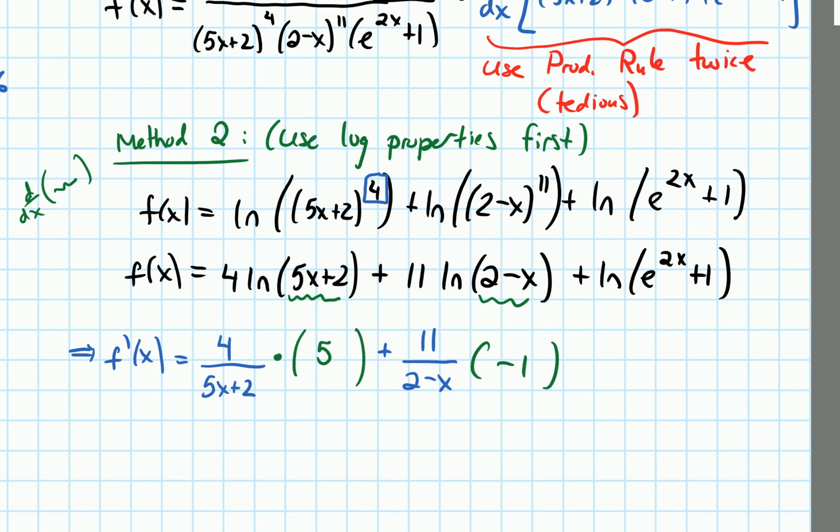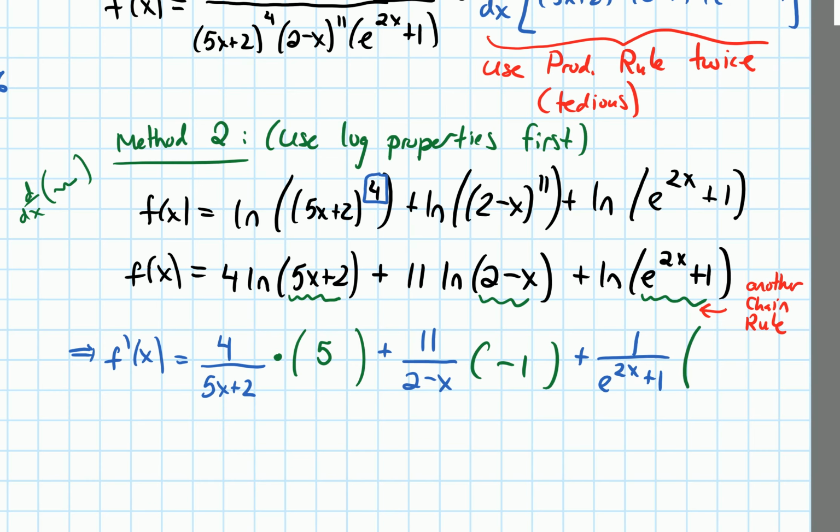All right, let's do the same thing for this last ln. We're going to get 1 over the stuff, 1 over e to the 2x plus 1. But we have to multiply that by the derivative of this stuff inside. And the derivative of e to the 2x requires chain rule again. Another chain rule here.